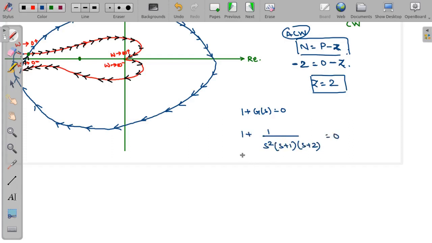So you can see this will be s square plus 3s plus 2 plus 1 equal to 0, or this will be s to the power 4 plus 3s cube plus 2s square plus 1 equal to 0. You can see there is a missing term over here, so due to that, it will be unstable. Now let us form the Routh table and see how many poles are there in the right hand side.